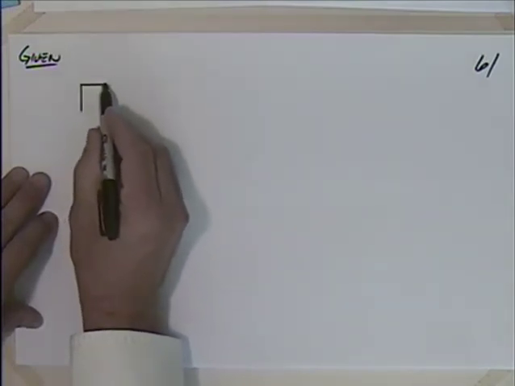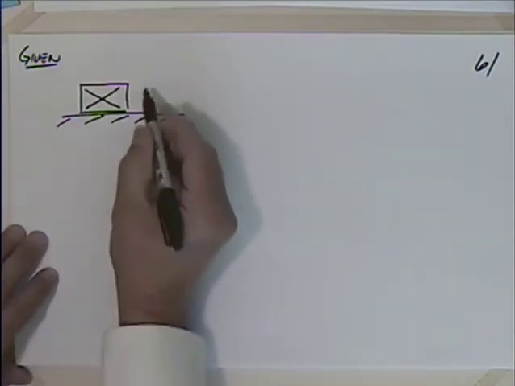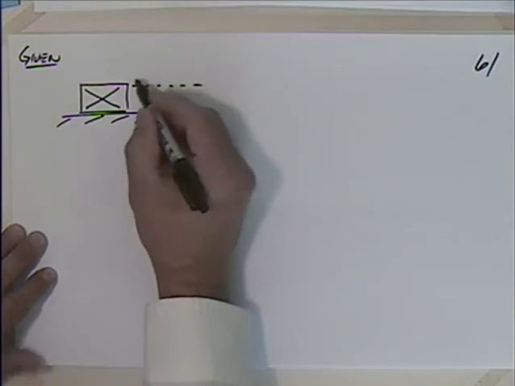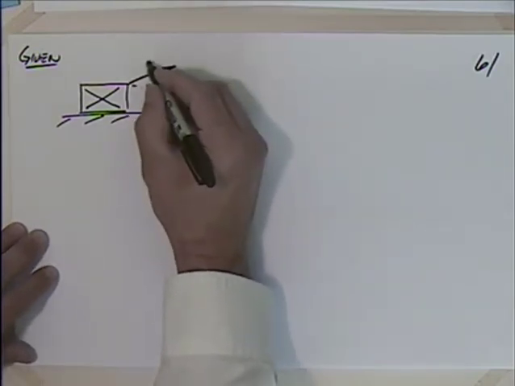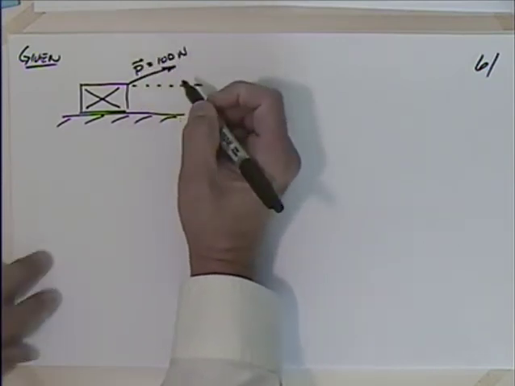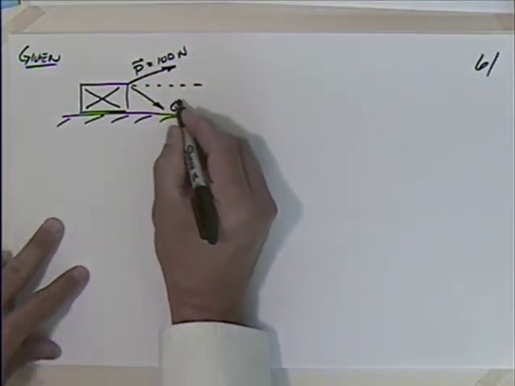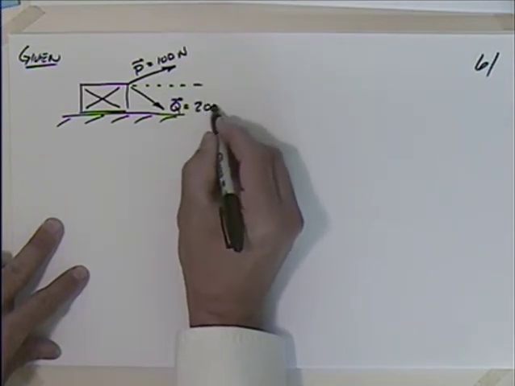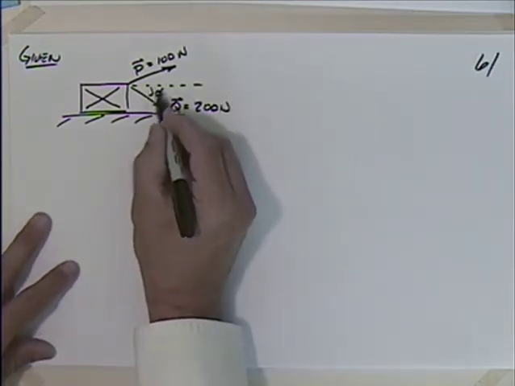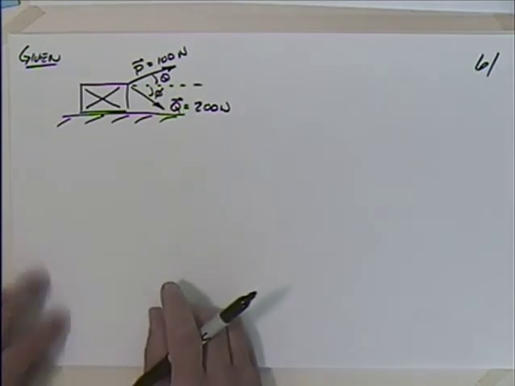So let's say that we are given this situation. Maybe we have a box or a crate or some sort of an object sitting on a surface, and we apply two forces to it. We'll say that P is equal to 100 newtons. I guess we'll use the metric system here. And we'll say that Q is equal to 200 newtons. This is some angle down, phi, and this is some angle up. We'll call that theta. Okay?